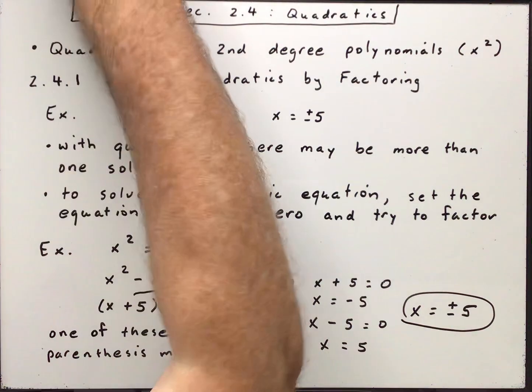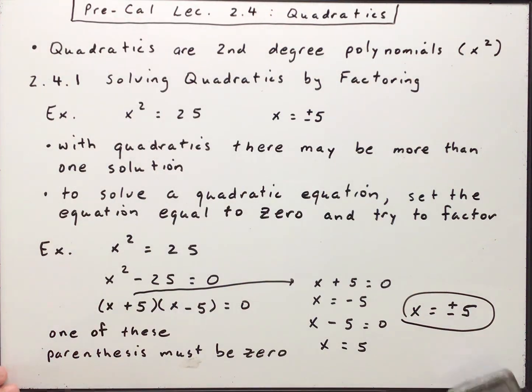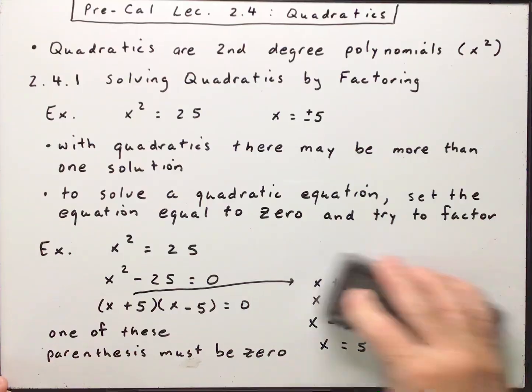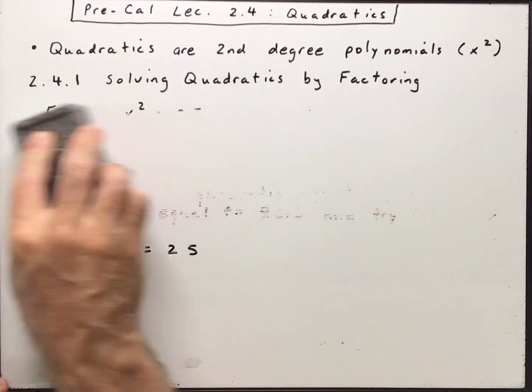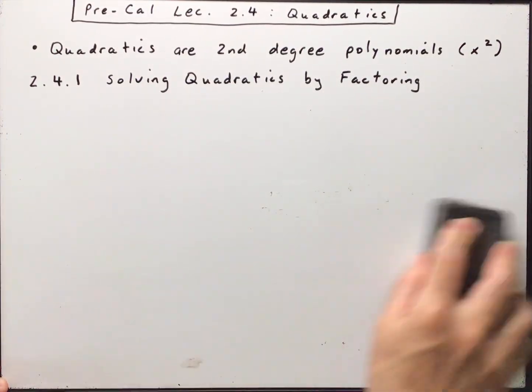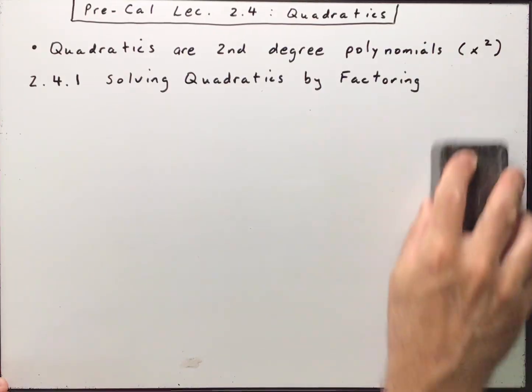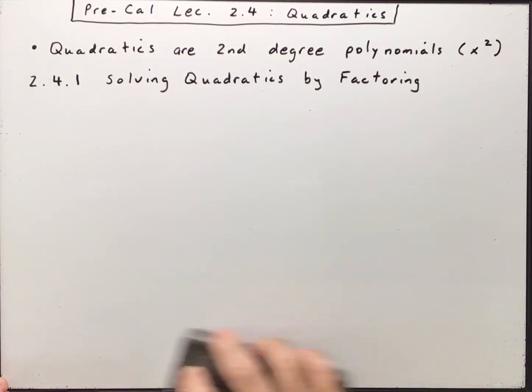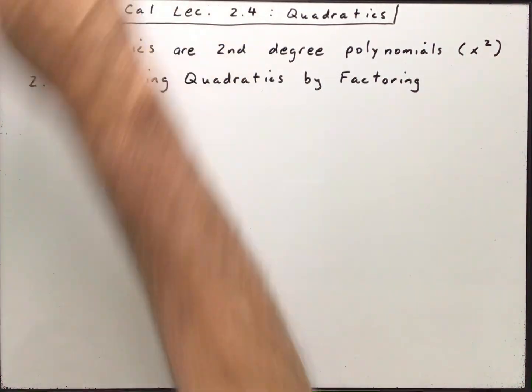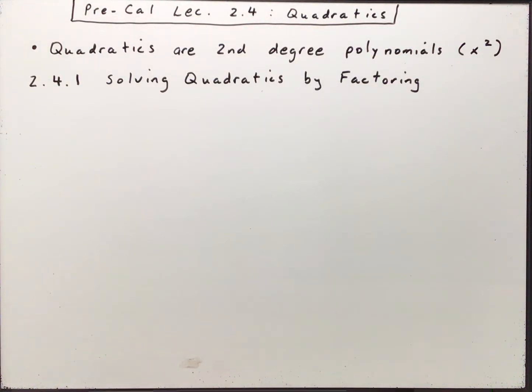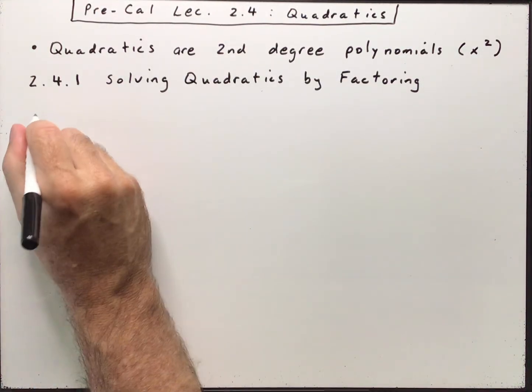All right, so let's just keep on with the examples. We're still in section 2.4.1. By the way, you're using your own paper for these notes. I don't have any pre-printed notes for this lecture.